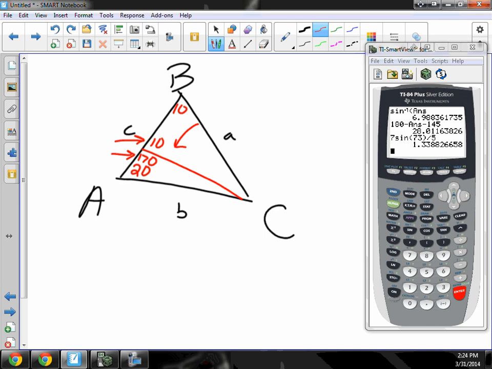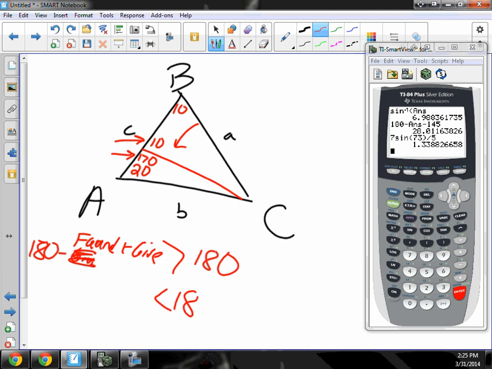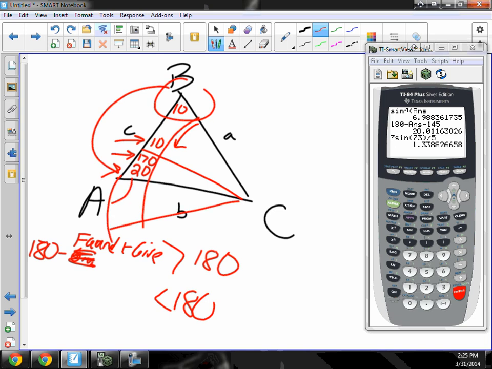So their test, which is 180 minus found plus given, no, I keep doing that backwards, 180 minus found plus given, if that value is bigger than 180, then you have a triangle whose sum is bigger than 180, which can't happen. But if that value is less than 180, it means that the little triangle exists. And what's really going on is, if B is smaller than that, then you actually have to pivot past. And it would be over here, but that's going to change the value of angle A.